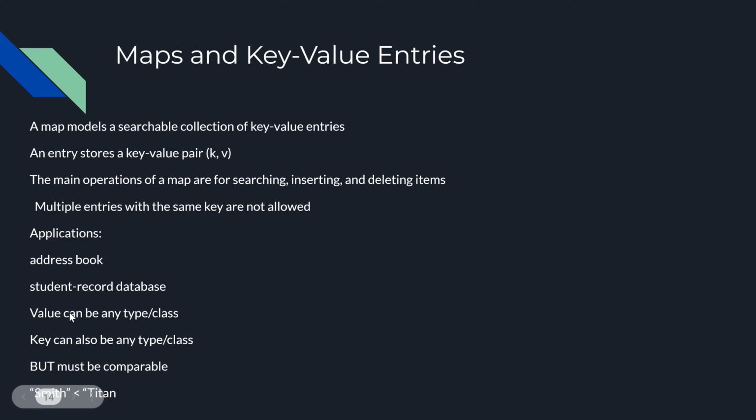Applications: address book, student record database. The value can be any type or class. The key can also be any type or class, but it must be comparable. For example, Smith is less than Titan.